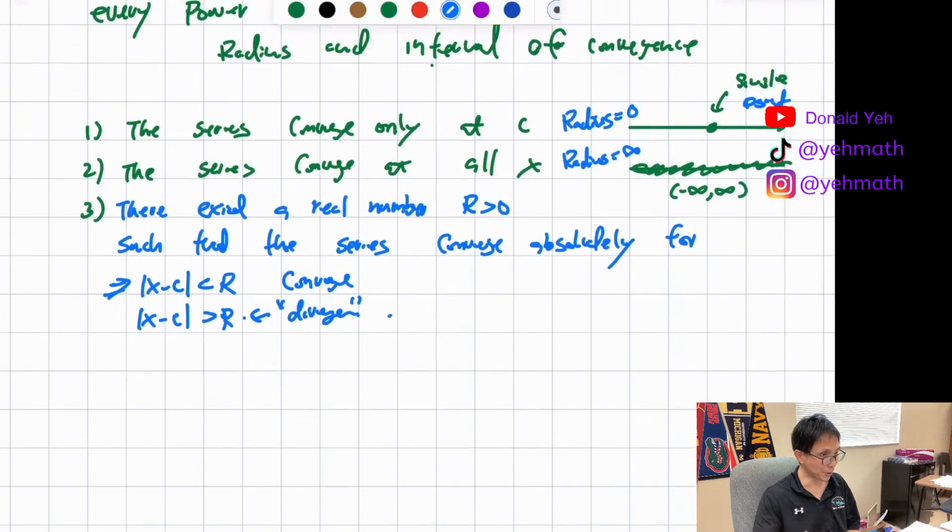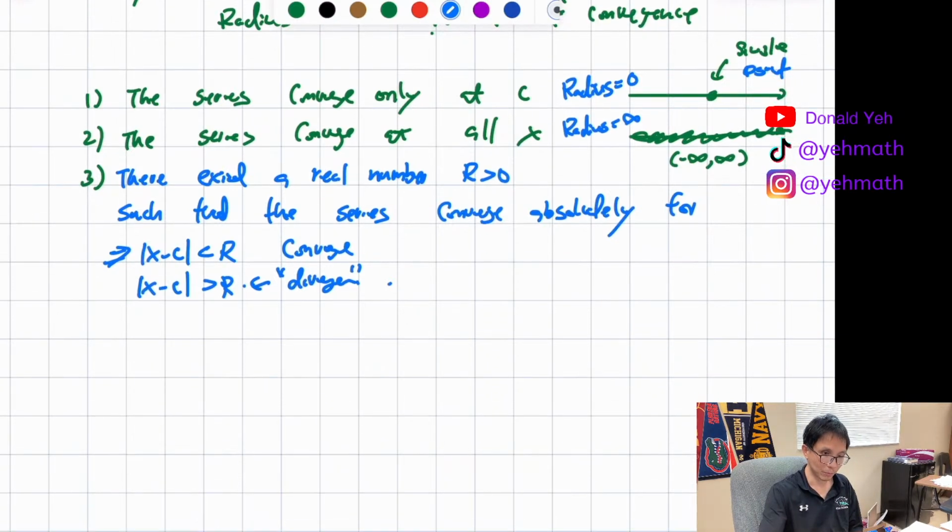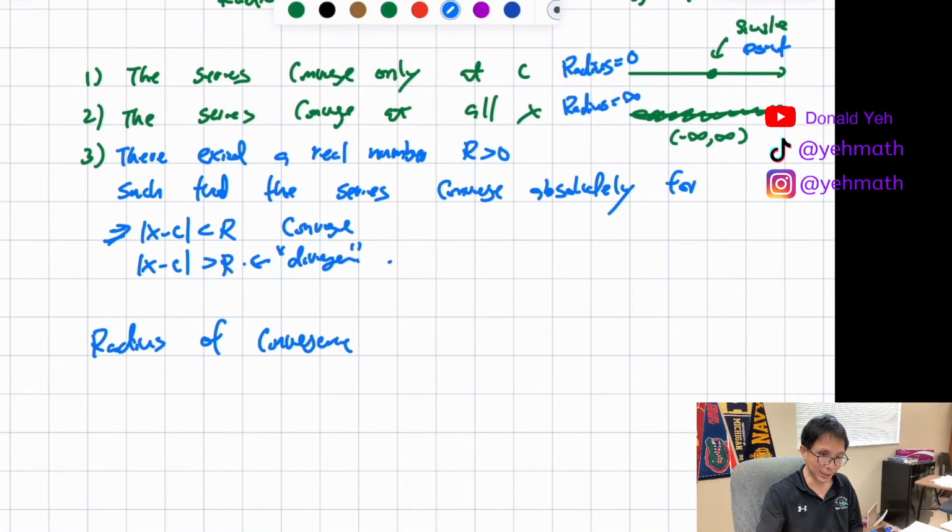Now let's talk about the first situation. So let's start with radius of convergence. We are going to find the radius of convergence of this: the sum from n equals 0 to infinity of n factorial x to the n.